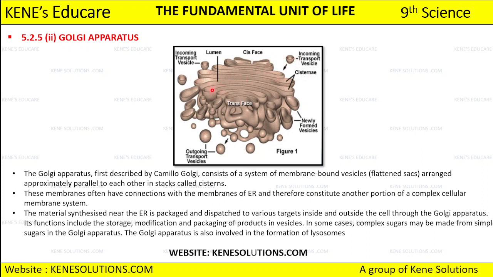Then it is going to have a flow like this, movement like this through cisternae, and this is how we are going to get newly formed vesicle at the end of this Golgi apparatus, and this is the outgoing transport vesicles which have been present. And the main function of Golgi apparatus is storage, modification, packing of the product in the vesicle. This is the most important thing that the Golgi apparatus does.